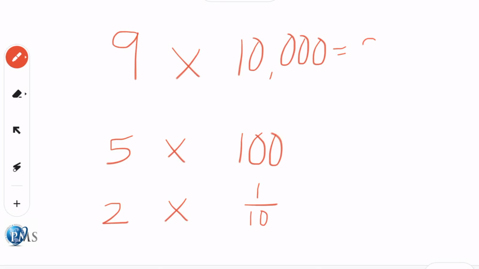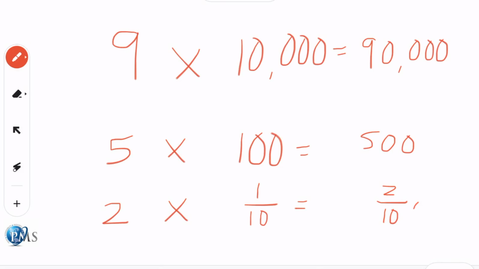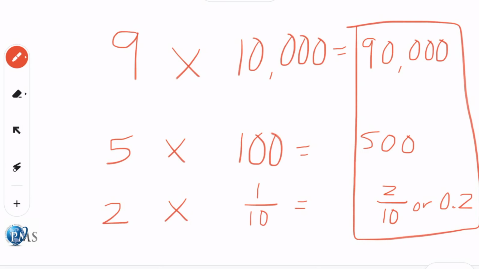So this is, of course, 90,000. 9 groups of 10,000, we get 90,000. 500s is, I just said it, 500. And 2 times a tenth is 2/10. Or you could say 0.2. And if you want to check out the fraction and decimal series, that'll probably help you with some of these concepts. And then the last step, of course, we just add up all these numbers.